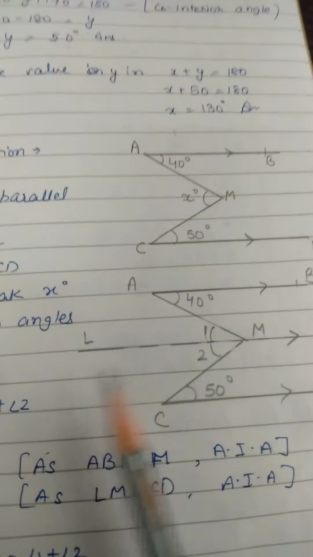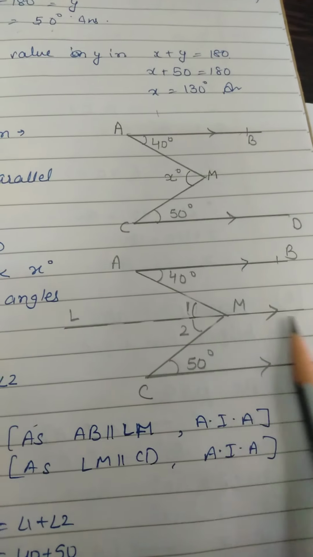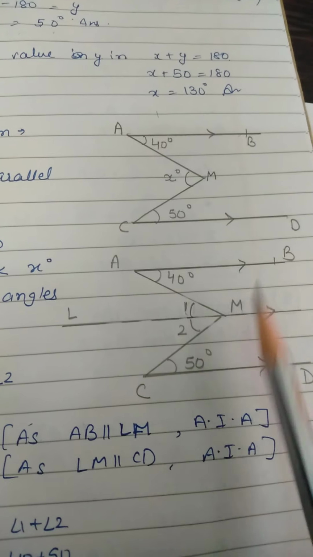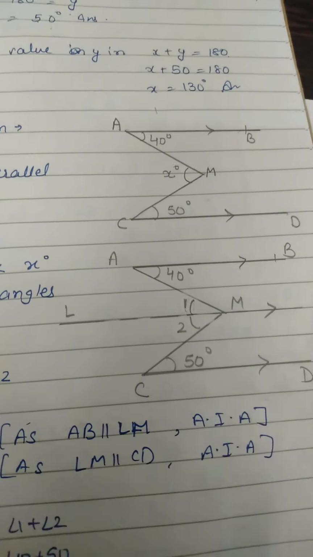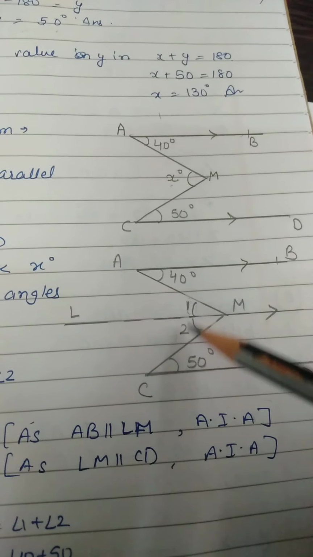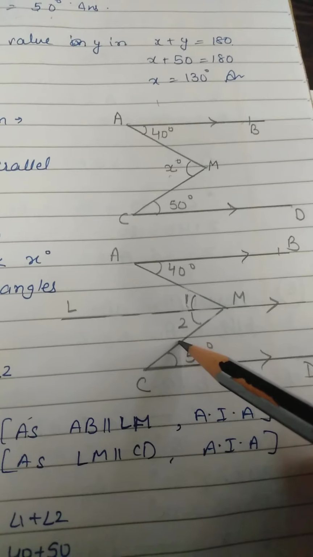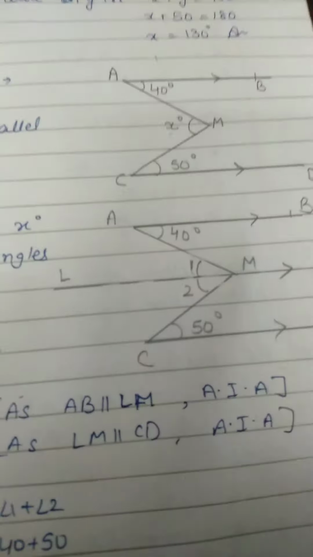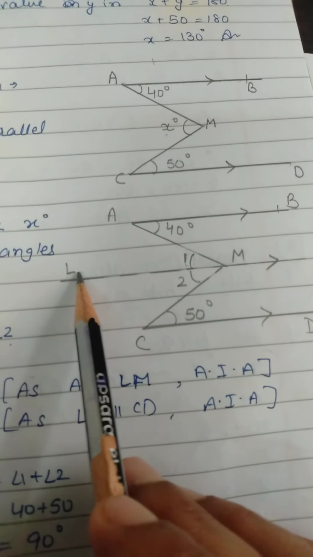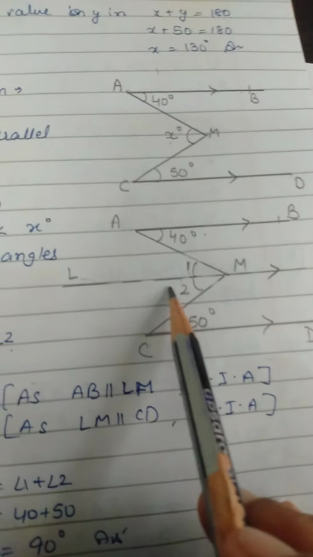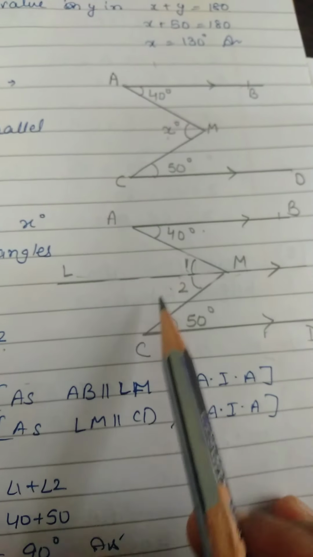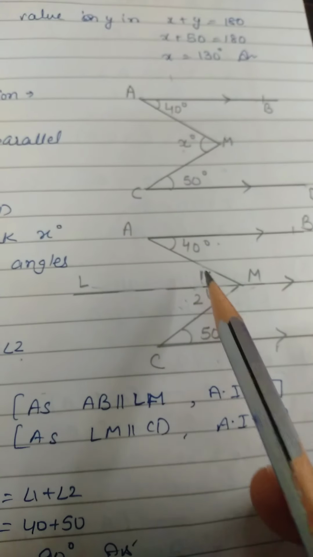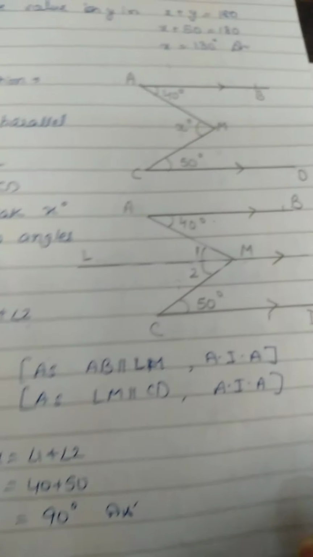Similarly, here we have to draw a construction. We have to make a construction which is parallel to AB as well as to CD. Fine. It divides x into two parts as angle 1 and angle 2. It means x is equal to angle 1 plus angle 2. So this is alternate interior angle. So angle 1 is equal to 40 degrees. Angle 2, alternate interior angle. Angle 2 is equal to 50 degrees. It means x is 1 plus 2. It means 40 plus 50 is equal to 90 degrees.